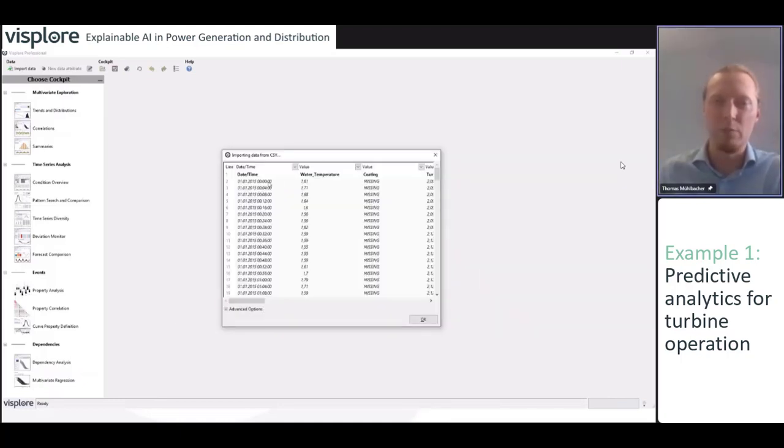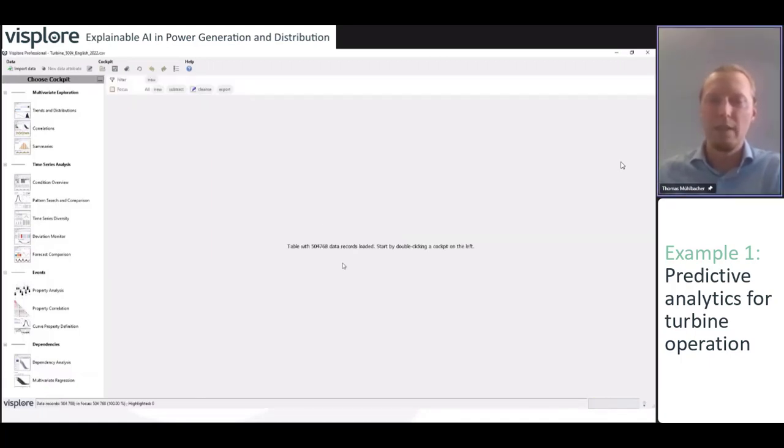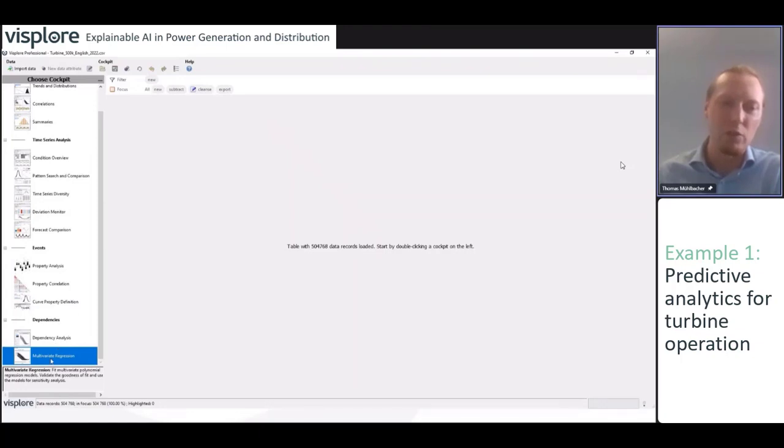And you see here, it's a time series data set in 4-minute resolution over 4 years. And then you have all these values that are recorded. Okay, you see that I have loaded a table with 500,000 records now, approximately. And one special thing about this software is that you can start right away with one of our predefined analysis tools that you see on the left side here. Yeah, so without any configuration necessary, you can directly start one of these tools. In this case, we want to use a tool for multivariate regression.